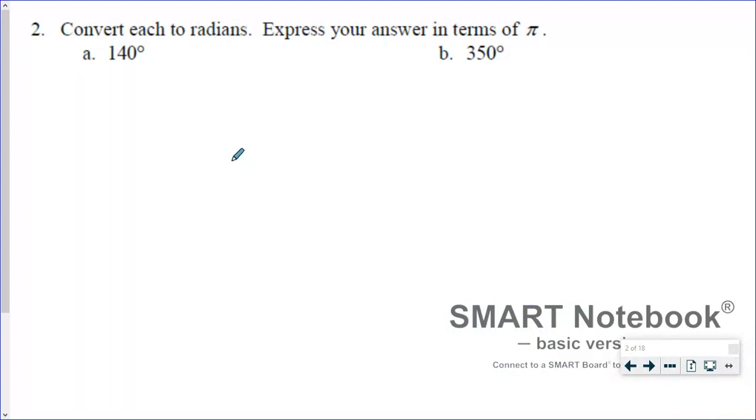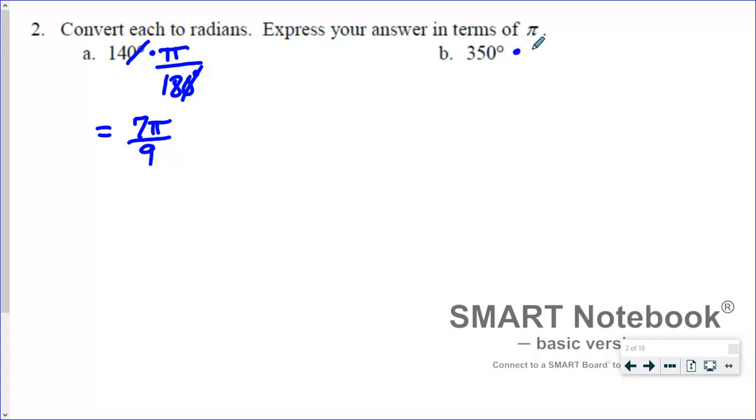All right, number 2, convert each to radians. To convert to radians, all you have to do is multiply by pi over 180 degrees. So here are my degrees, and even my zeros here will cancel. Now that leaves us with 14 pi over 18. That simplifies to 7 pi over 9.